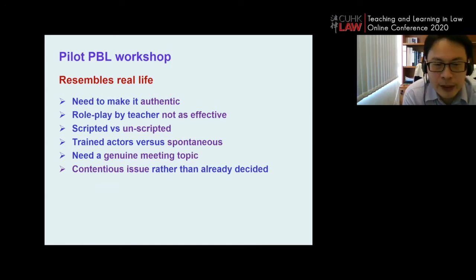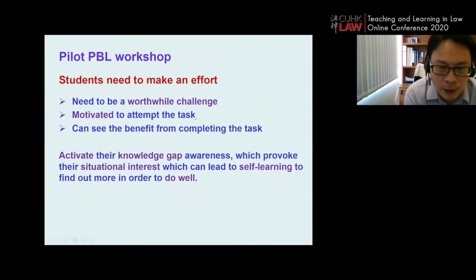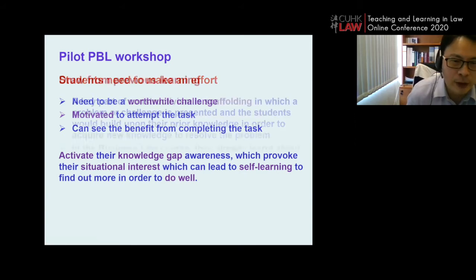My colleagues who have done client simulation told me that having the teacher play the role of the client is not as good because they know you already. I tried to make it more spontaneous, and I wanted a genuine meeting topic to make it more interesting. So hopefully the students, if they find it a worthwhile challenge, will be motivated to put in the effort, and hopefully they'll find it beneficial afterwards.